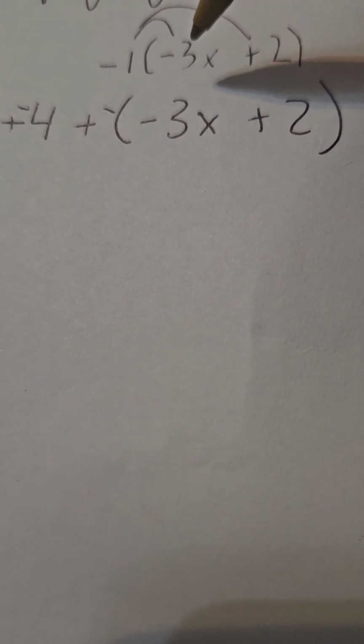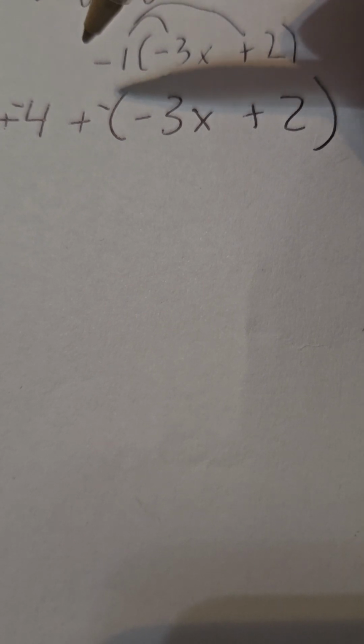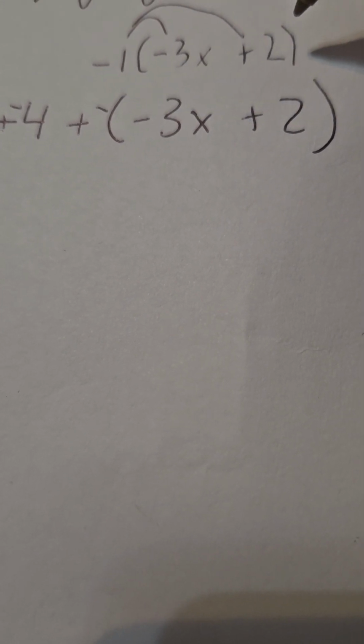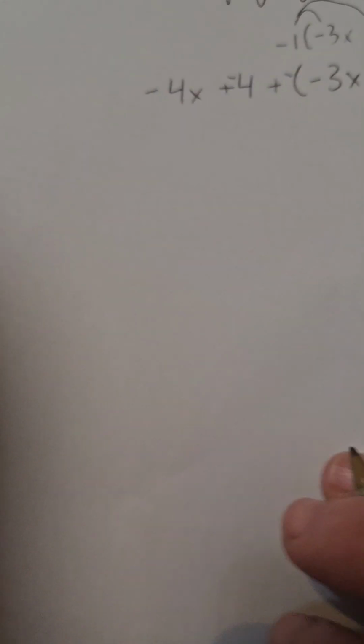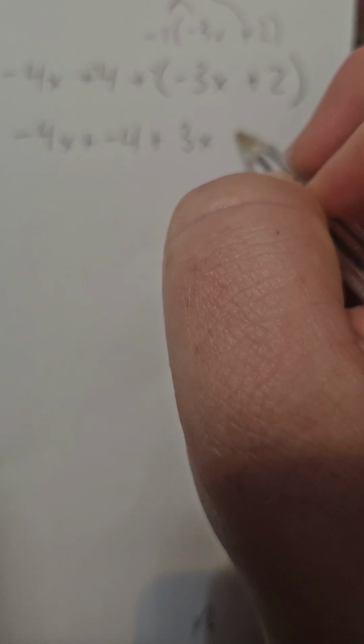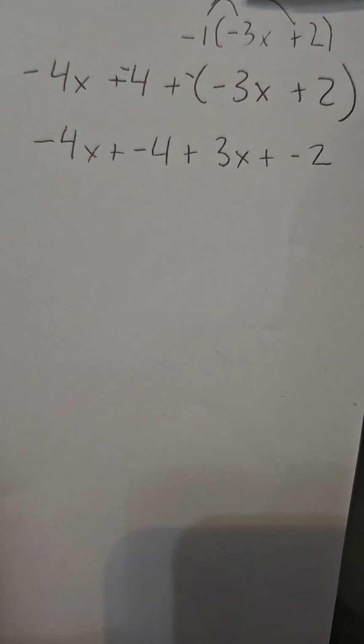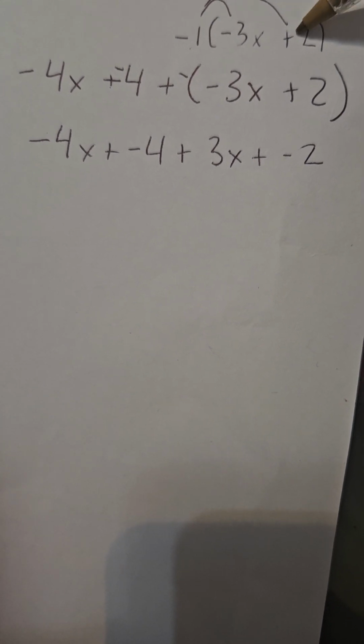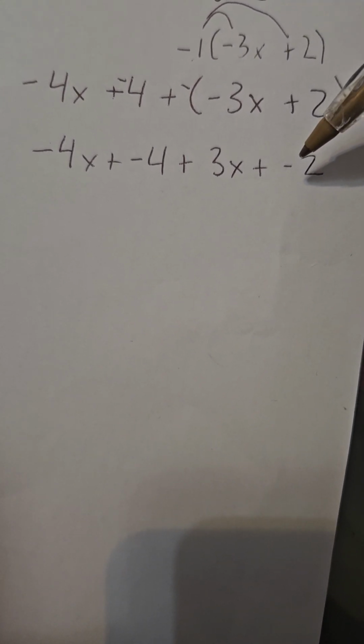So negative 1 times negative 3x would be positive 3x. Negative 1 times positive 2 would be a negative 2. So then we can rewrite this expression as negative 4x plus a negative 4 plus a positive 3x there, because we multiply a negative times a negative. So we get a positive 3x plus a negative 2, because we have a negative 1 times a positive 2, so that makes that 2 negative.